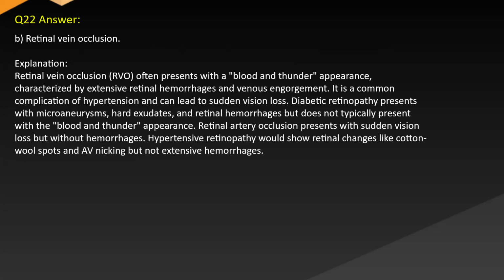Answer: B. Retinal vein occlusion. Explanation: retinal vein occlusion often presents with a blood and thunder appearance, characterized by extensive retinal hemorrhages and venous engorgement. It is a common complication of hypertension and can lead to sudden vision loss.